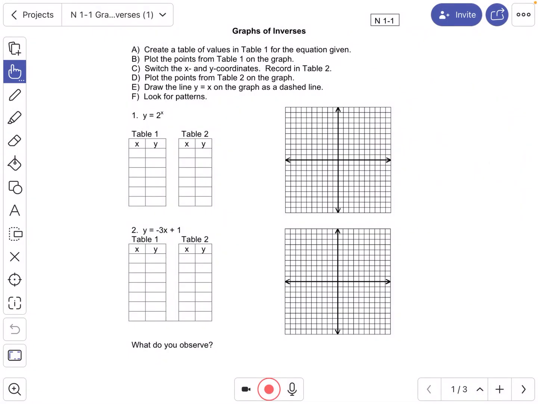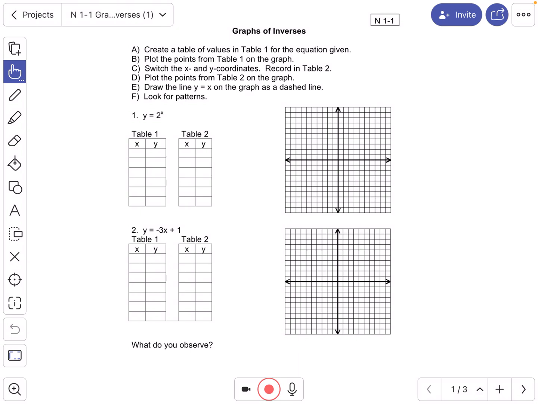Okay, so this is notes 1-1. In Canvas, it'll say Unit 10. We just said call it 10 instead of starting back over at 1. But on the notes and on the assignment, it will be labeled as 1-1. Okay, so we're going to be graphing inverses.